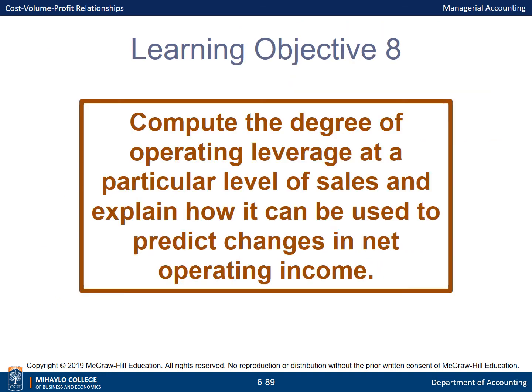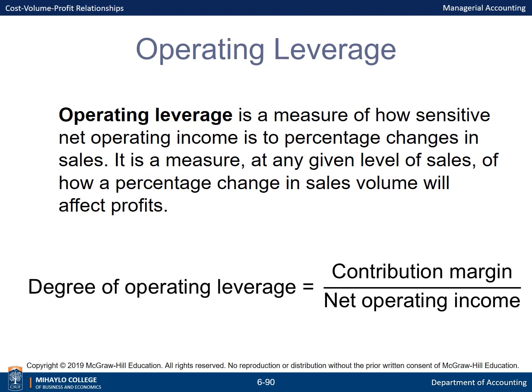Learning Objective 8 is to compute the degree of operating leverage at a particular level of sales and explain how it can be used to predict changes in net operating income. Operating leverage is a measure of how sensitive net operating income is to percentage changes in sales. It is a measure at any given level of sales of how a percentage change in sales volume will affect profits. Degree of operating leverage is computed as contribution margin divided by net operating income.